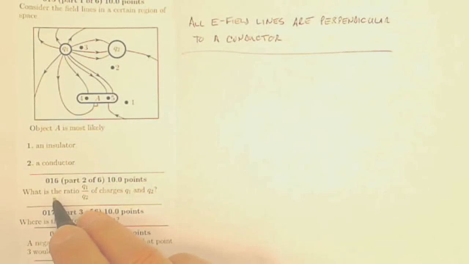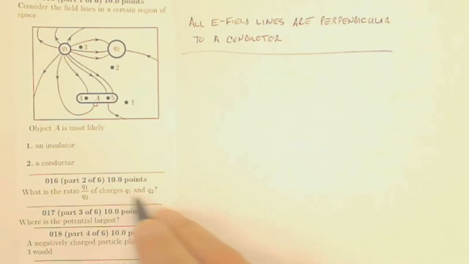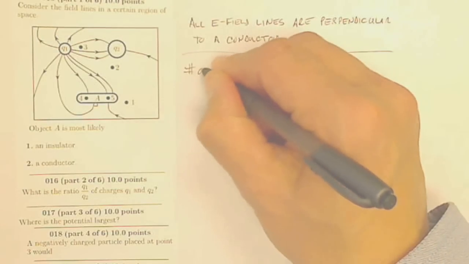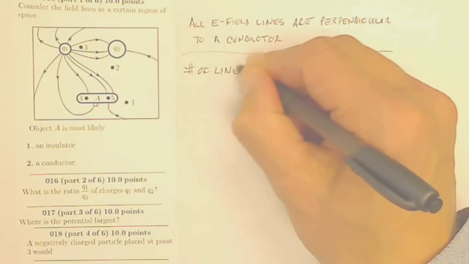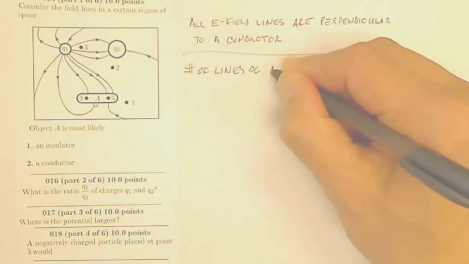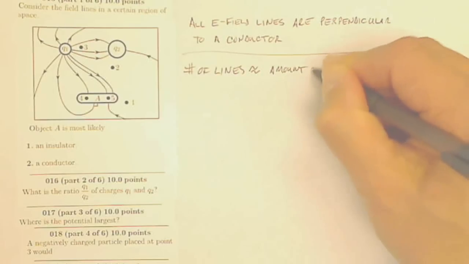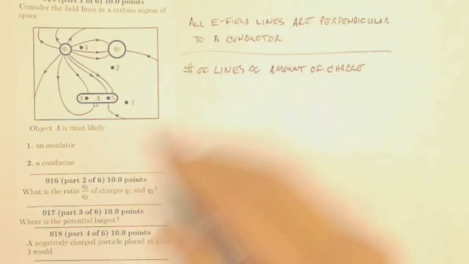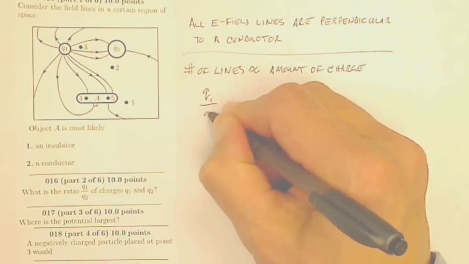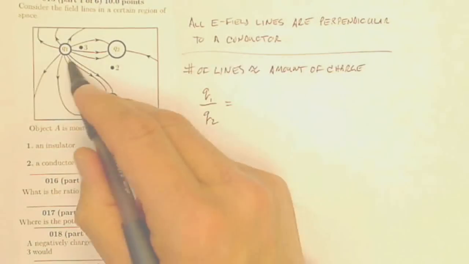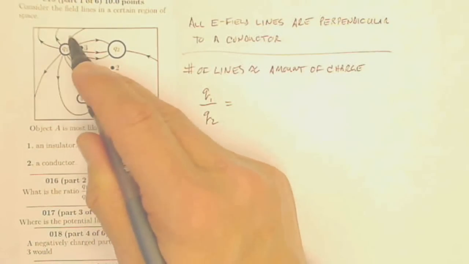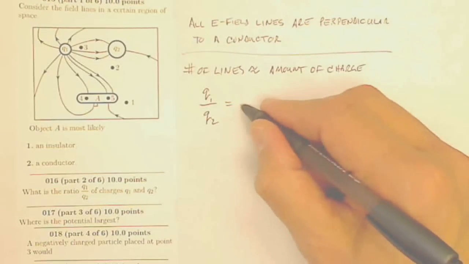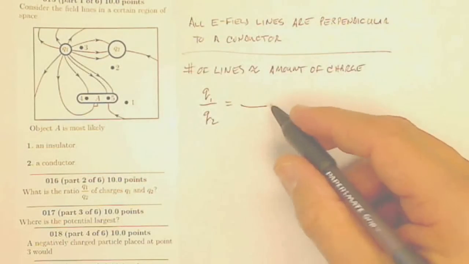Number 16 says, what is the ratio Q1 over Q2 of charges Q1 and Q2? Well, another thing we know is that the number of lines is related to the amount of charge. So if you want to find the ratio of Q1 over Q2, you will count the number of lines in and out of Q1, 1, 2, 3, 4, 5, 6, and so on. You will count the number of lines out of Q2, 1, 2, 3, 4.